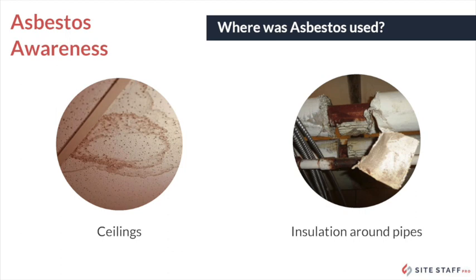In pipe wrapping, asbestos helped insulate exposed pipes and added fireproof properties. If you do happen to have a water leak, it's a good idea to check the asbestos report to see if asbestos was used to insulate the pipes in your building.